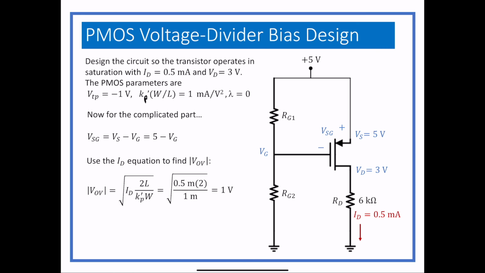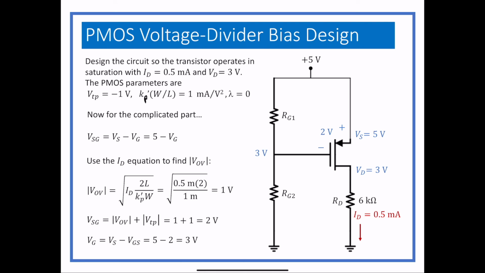So the source to gate voltage is going to be the overdrive magnitude plus the threshold magnitude. The threshold voltage was given as -1, but we used the magnitude for that, and we add the two together and we get 2 volts for the source to gate voltage. And now that we know it's 2 volts, we can just take 5 minus 2 and get the voltage at the gate being 3.